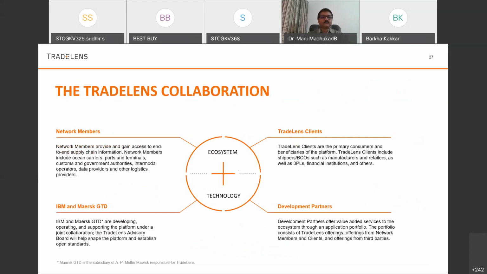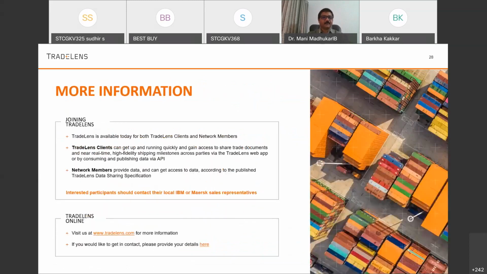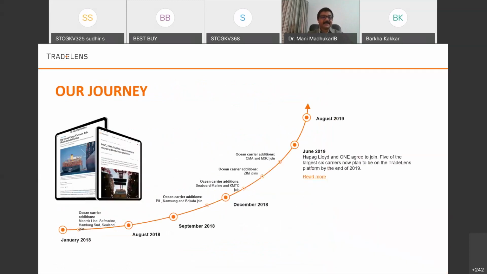And yeah, there are just a few more slides about it. So this started from January 2018, and right now almost 5 to 6 of the 6 carriers, which are the biggest carriers right now, are already part of TradeLens, including Namsung, Boluda, PIL, Maersk, Safmarine, Hamburg, Sealand, and all of those.